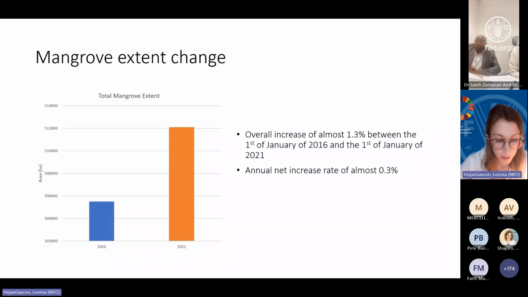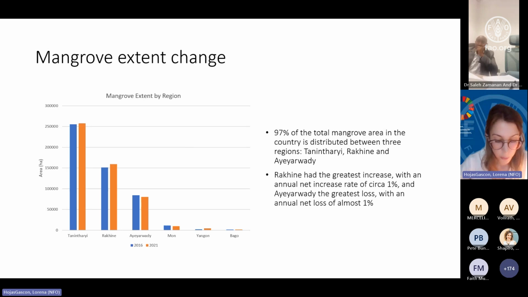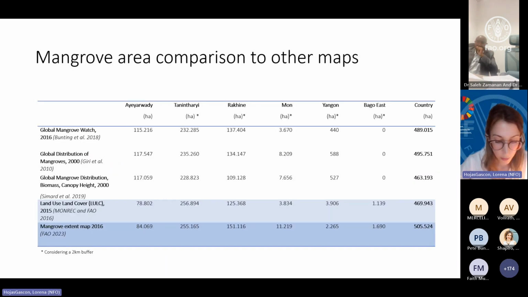The results show that mangroves in Myanmar increased overall almost 1.3% during the 5 years, but this trend differs among regions. Rakhine had an annual net increase rate of circa 1%, while Ayeyarwady had an annual net loss of almost 1%. In comparison to other sources, our results of 2016 are more aligned with the national land use map than the global maps.